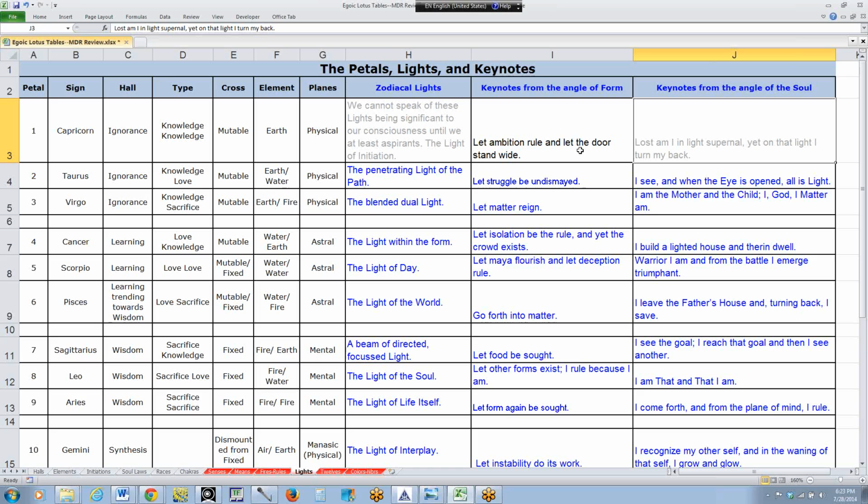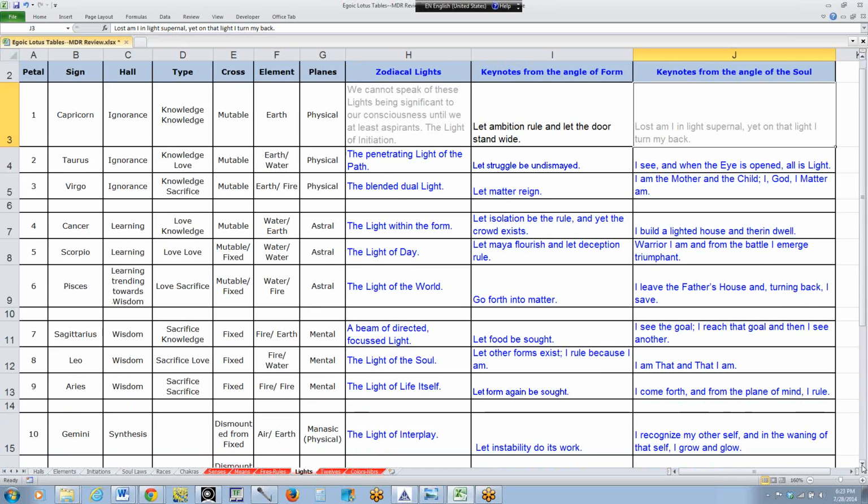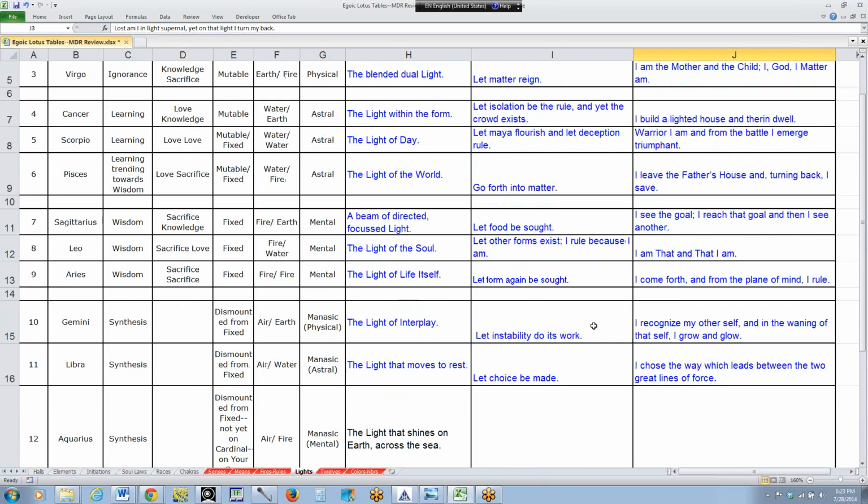Let form again be sought. It seems to be going into the lower worlds when we're moving clockwise from the Aries petal, which is petal number 1, but you can move clockwise or counterclockwise. Let instability do its work.